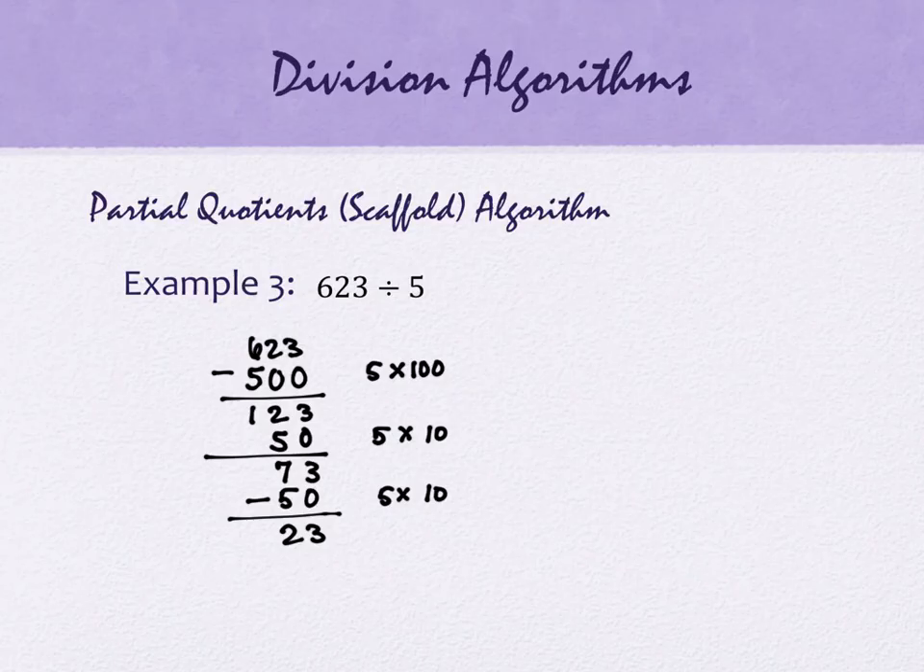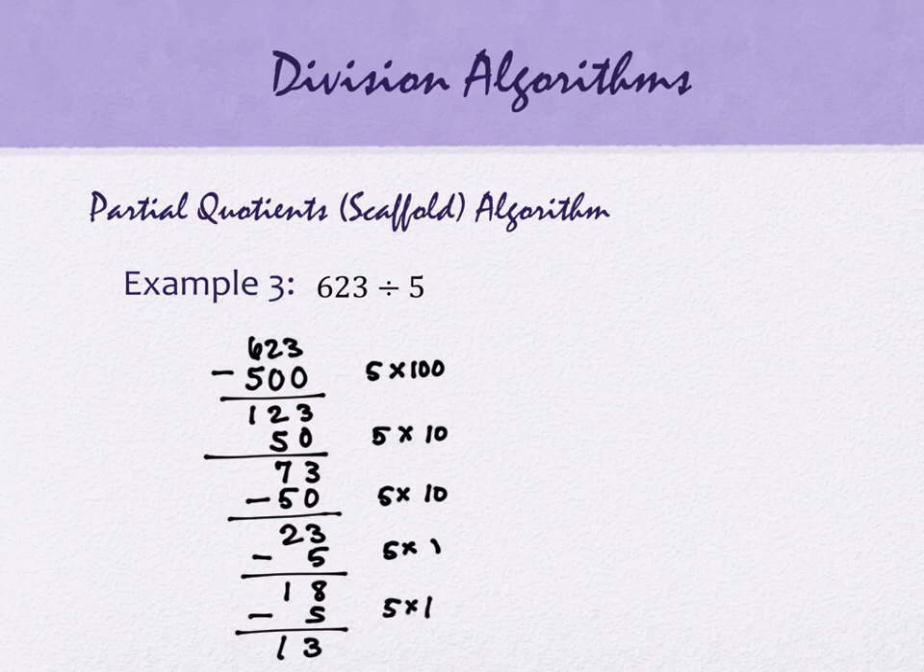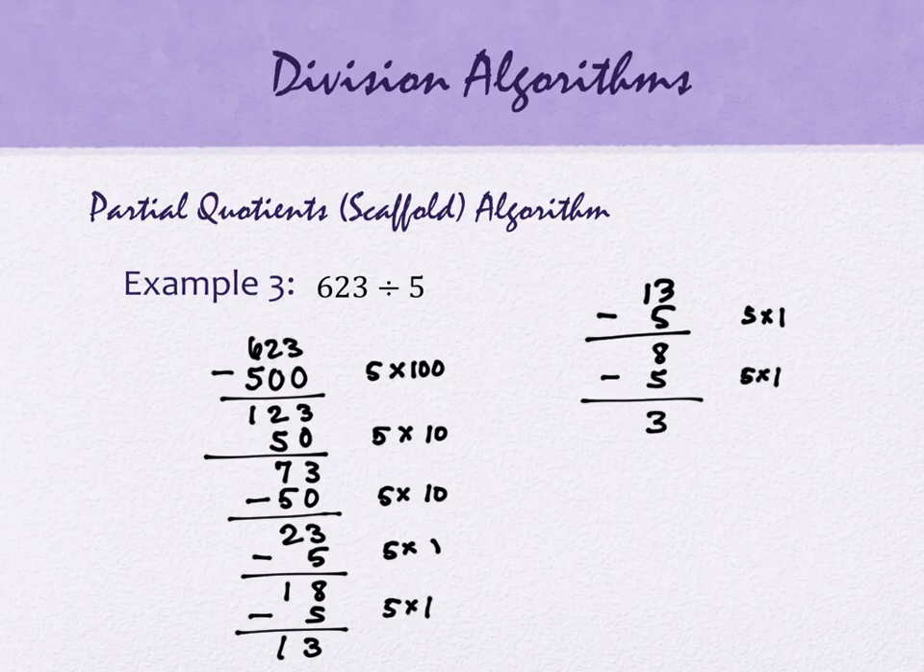I can no longer subtract a 50, right? But I can still subtract 5. So I'm going to subtract 5. So I'm doing 5 times 1, or you can put just the number 1. This gives me 18. I can subtract a 5 again. Gives me 13. I'm going to subtract a 5 again. That gives me an 8. Another 5. That gives me a 3. And at this point, I have gotten a number that's too small to keep subtracting a 5 from. Right? Single digit number at the end.